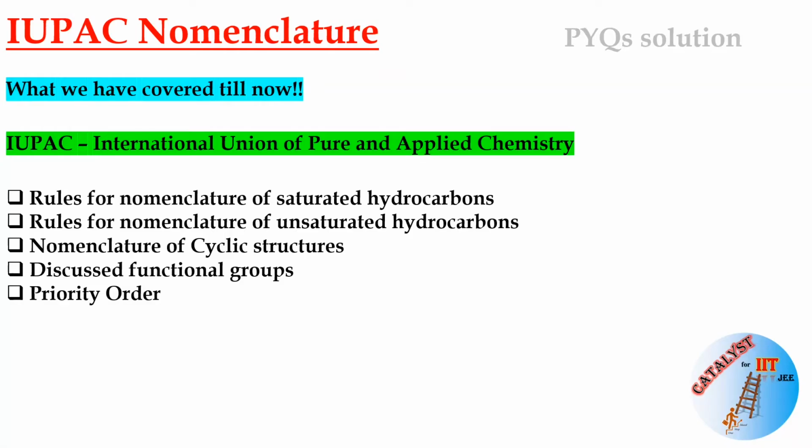In my previous lecture I have told you the rules for the nomenclature of your saturated hydrocarbons, the rules for the nomenclature of your unsaturated hydrocarbons, and the nomenclature of your cyclic structures. And I have discussed all the functional groups and their priority orders. So first of all, we should understand what is the full form for your IUPAC. What does IUPAC stand for? It's actually the International Union of Pure and Applied Chemistry.